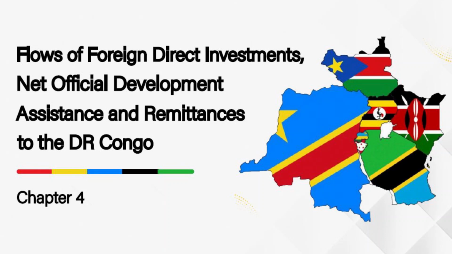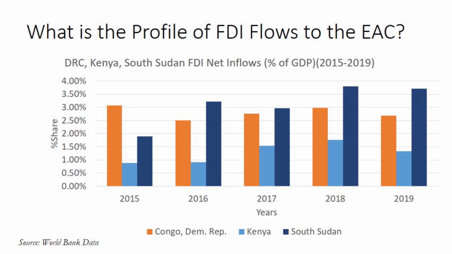We have been exploring the profile of Democratic Republic of Congo's accession into the East African Community region. In this chapter, we explore the profile of flows of foreign direct investments, net official development assistance, and remittances to the Democratic Republic of Congo. What can we see and say about foreign direct investment flows into the Congo?